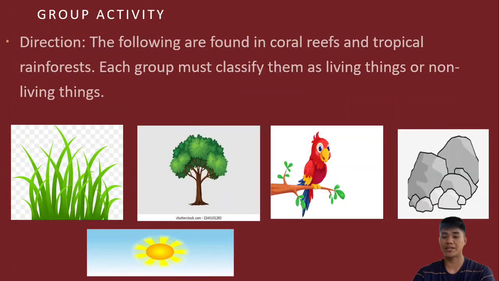So the tropical forest ecosystem and the coral reef ecosystem are important, because they serve as an important source of supplies for us. Let's do some group activity.